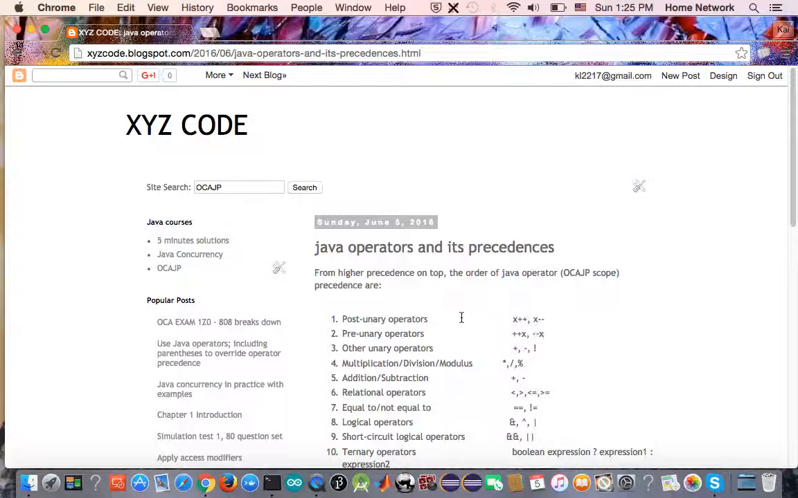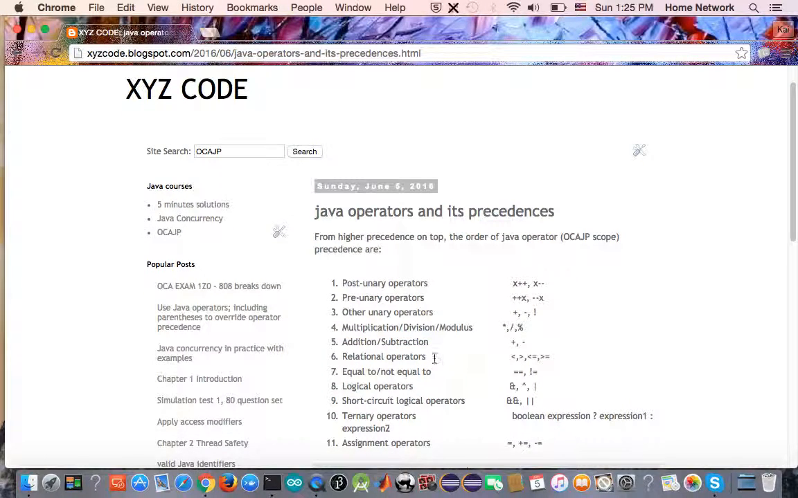Next one on the list is other unary operators. Positive and negative are applied to numbers. Negate is applied to Boolean. Negate true, we get false. Negate false, we get true. Next one on the list is arithmetic operators. Multiplication, division, and modulus have higher priority than addition and subtraction.